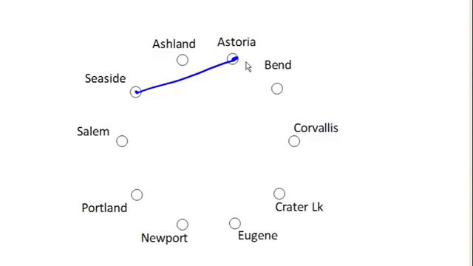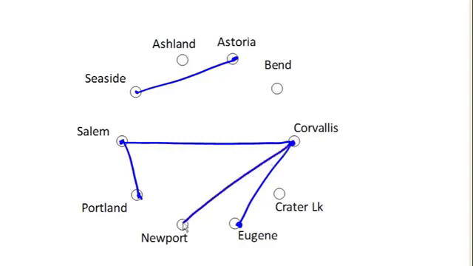The next cheapest was Corvallis to Salem, so we'll go ahead and add that. The next was Portland to Salem, so we'll add that. The next one was Corvallis to Eugene, so we'll add that. The next one was Corvallis to Newport. Now notice before, with sorted edges, we would not have added this, but it's just fine to add it here because it's no problem to have degree 3 when we're talking about a spanning tree.